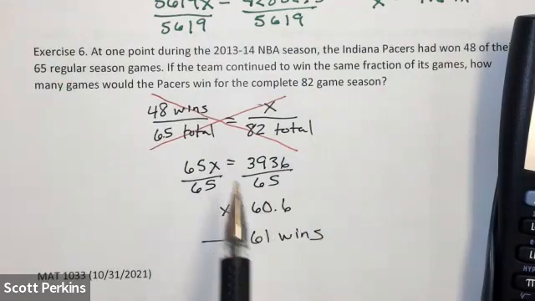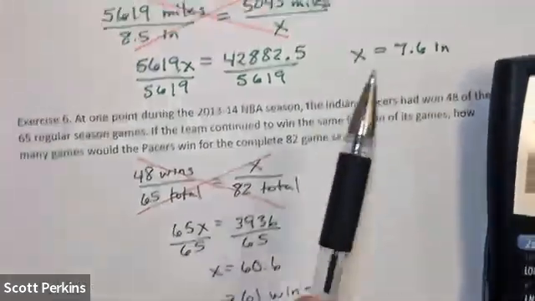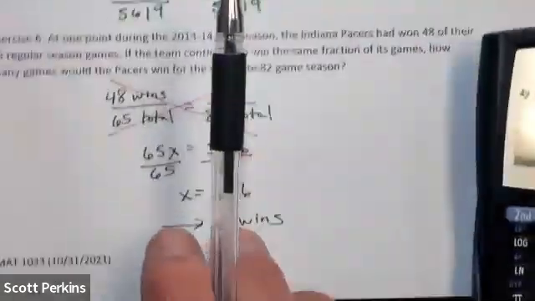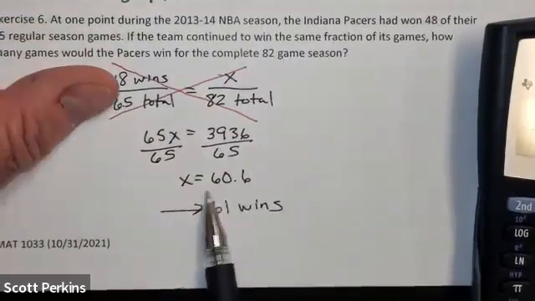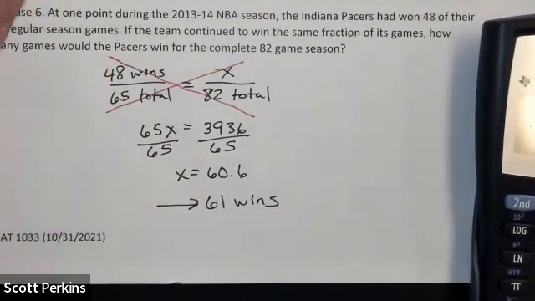The reason I put this one on here is the difference between this one and the previous two. In the previous two, you can have a part of an inch. That's why we left those decimals. Here, you can't have part of a win. So wins are whole numbers, so we just rounded appropriately to 61.